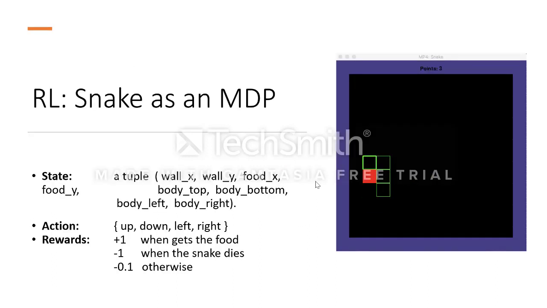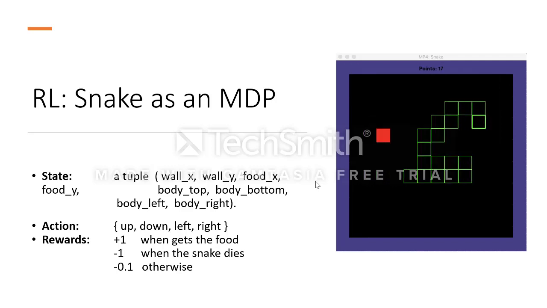So, I represented the snake as an MDP where its state contains a tuple of XY location of walls, the location of food, and the Boolean variables to tell if there is a snake's body at top, bottom, left, and right of the snake's head. And the actions to take are up, down, left, and right.